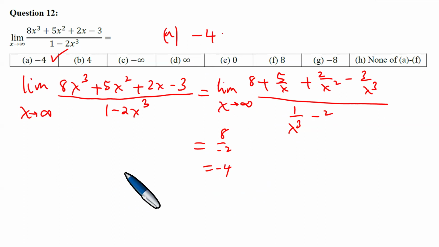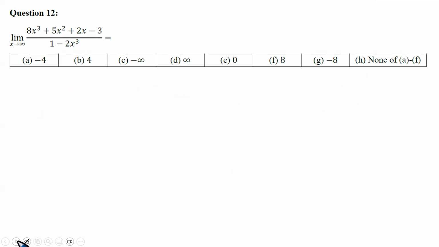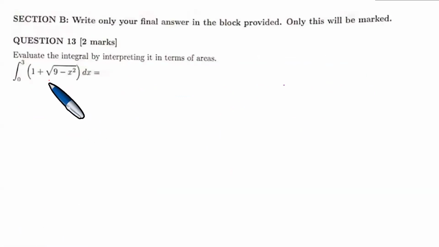Okay, so we move to the next point. All right. Now section B is about the evaluation of this.